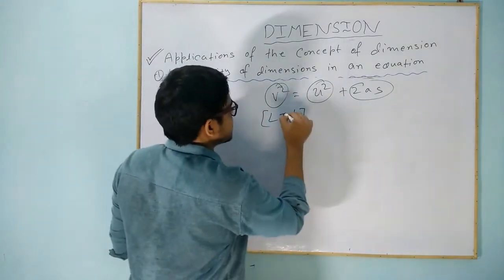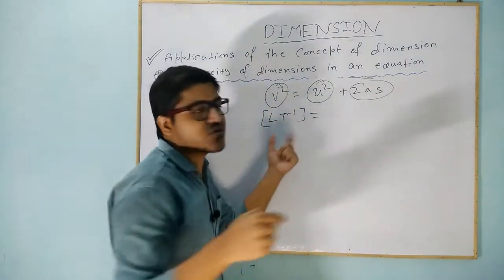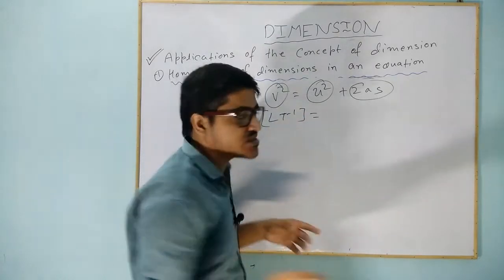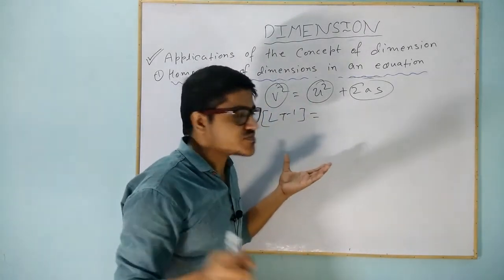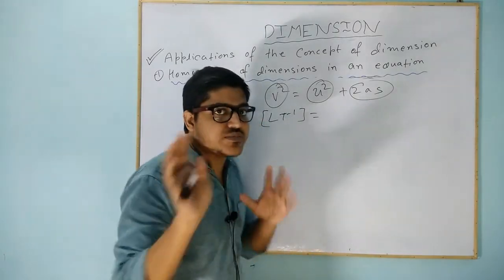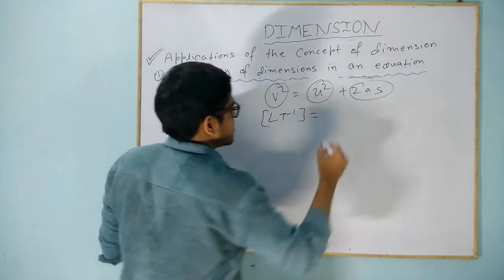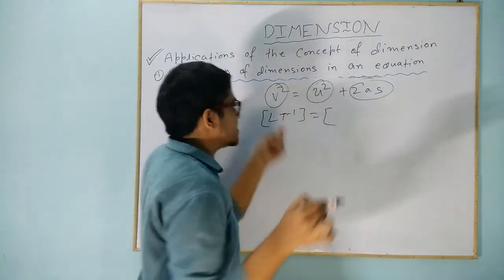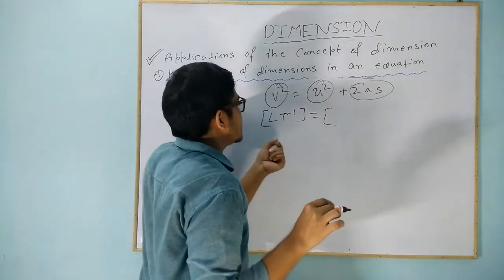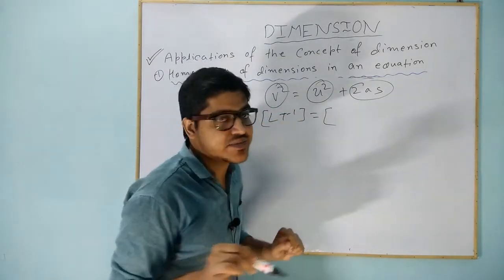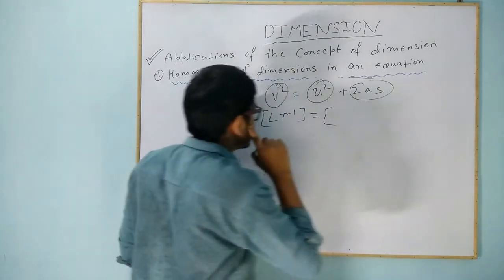Let's see. L t raised to the power minus 1 is the dimension of V. Dimensional formula of V square. Most of the times people say that the term enclosed in the square bracket is dimension. No, it is not true. We generally do that, but always keep it in mind that this is a dimensional formula. Even I am saying that the dimension of V square is L t raised to the power minus 1. No, it's not true. The dimension of V square is 1 in length and minus 1 in time. This is the dimensional formula of V square.